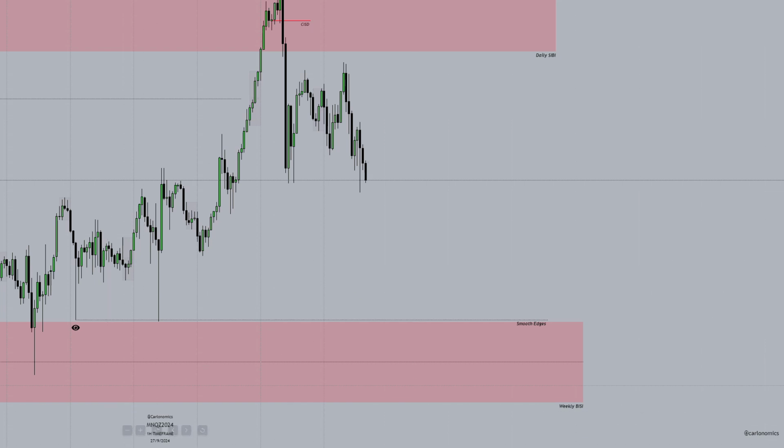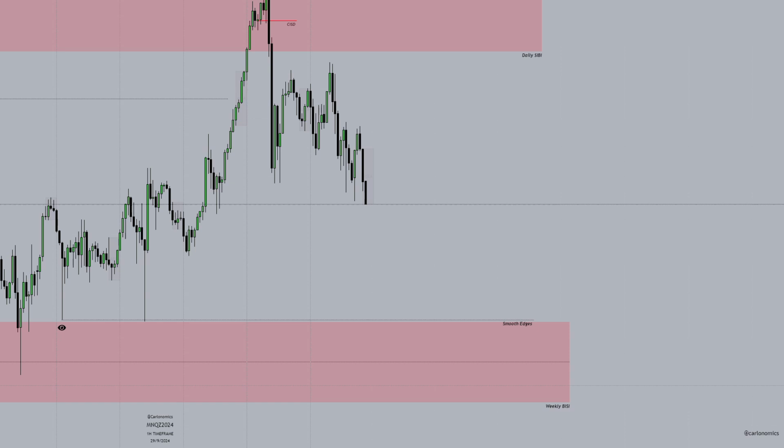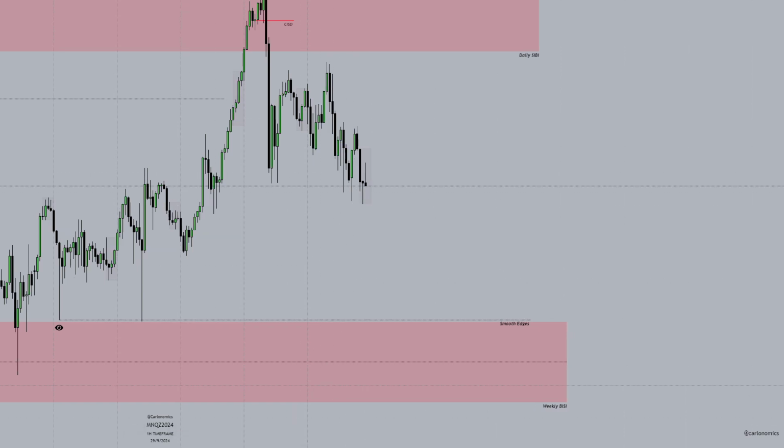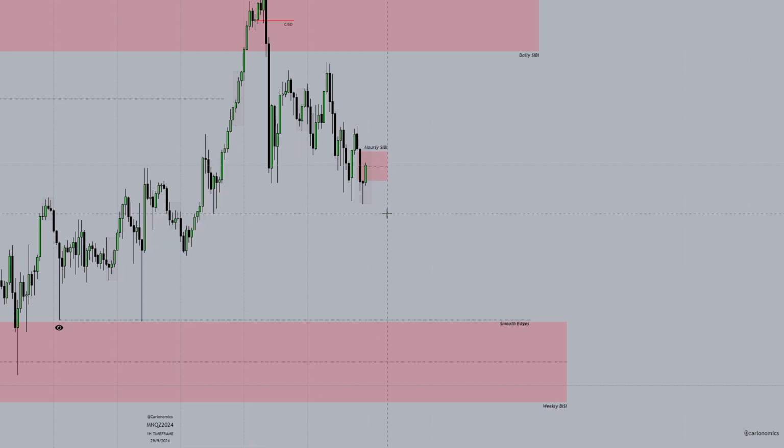So I will want to look for some kind of hourly internal to then target the external. Here we have this hourly internal, this hourly SIBI. And if we're looking for a move down, we want to use some kind of alignment. From this hourly SIBI, you can either look for a 5-minute CISD or a 5-minute or 15-minute inversion. So let's drop down to the 5-minute time frame.